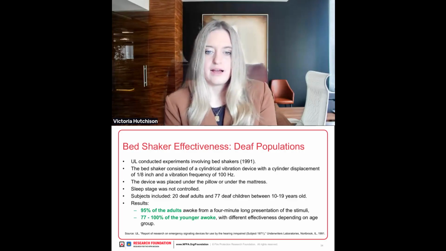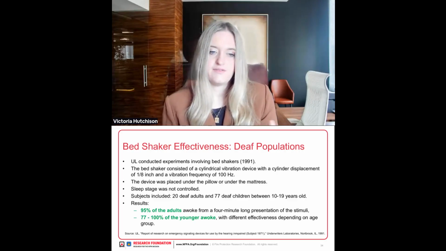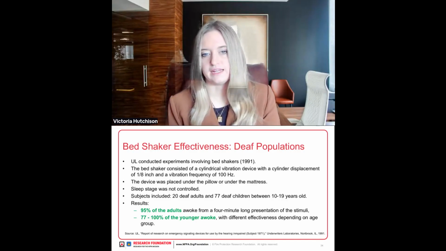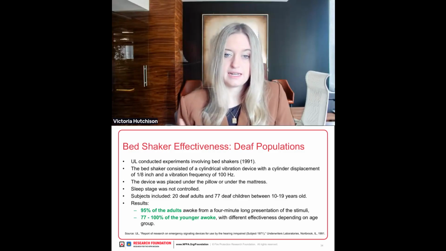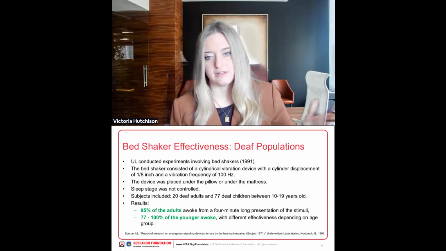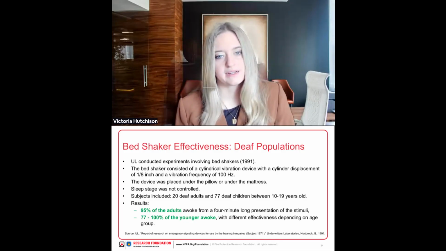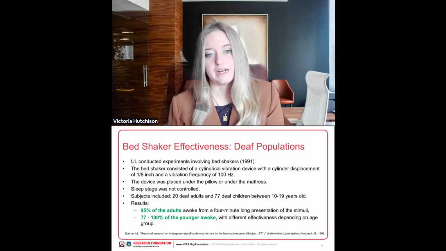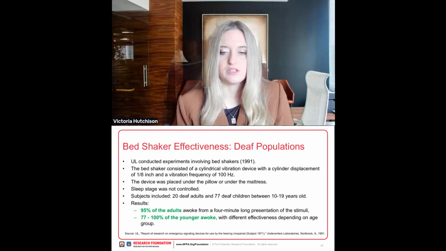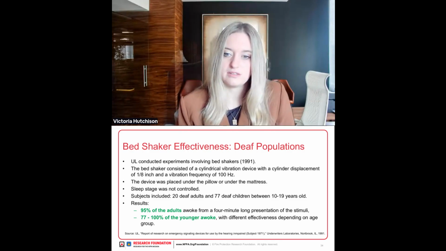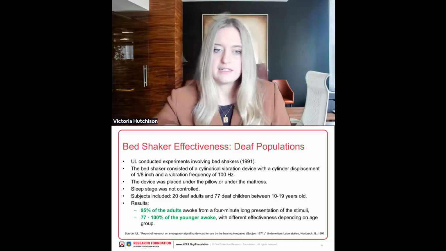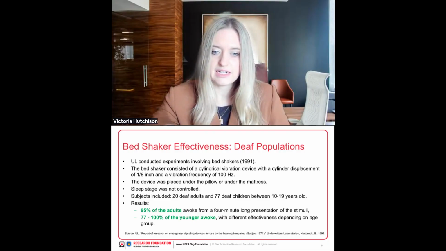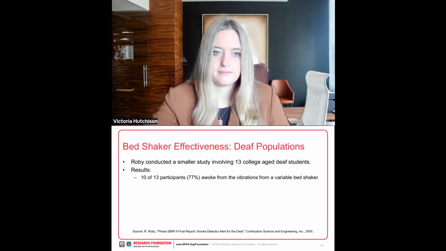And for the younger children, it varied between 77 and 100%, depending on the age, in terms of overall effectiveness. The thing we have to consider in our modern fire environment is that this study was done quite a while back. We may not have 4 minutes to respond. So response time to these alternative technologies becomes critically important in terms of the time that we have to get out of the home. We'll get into that a bit later as well.